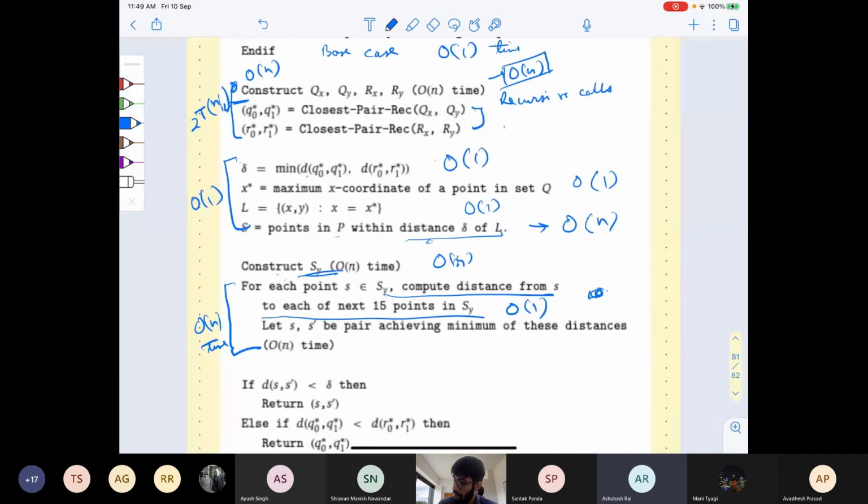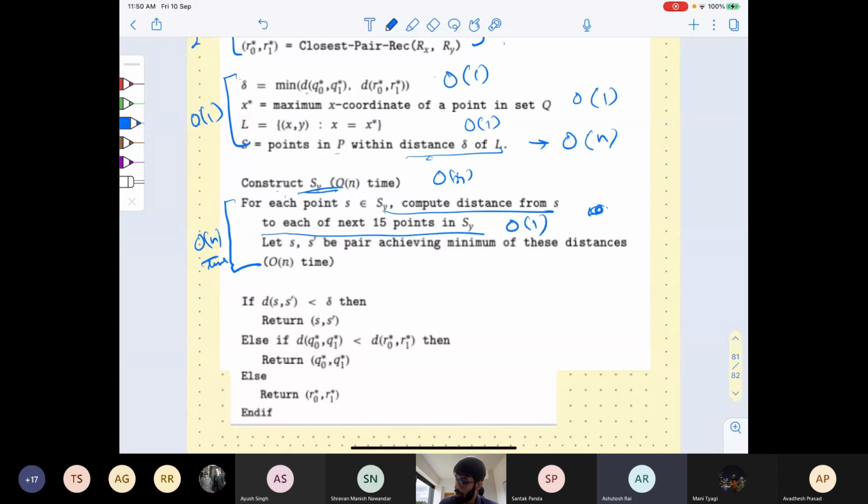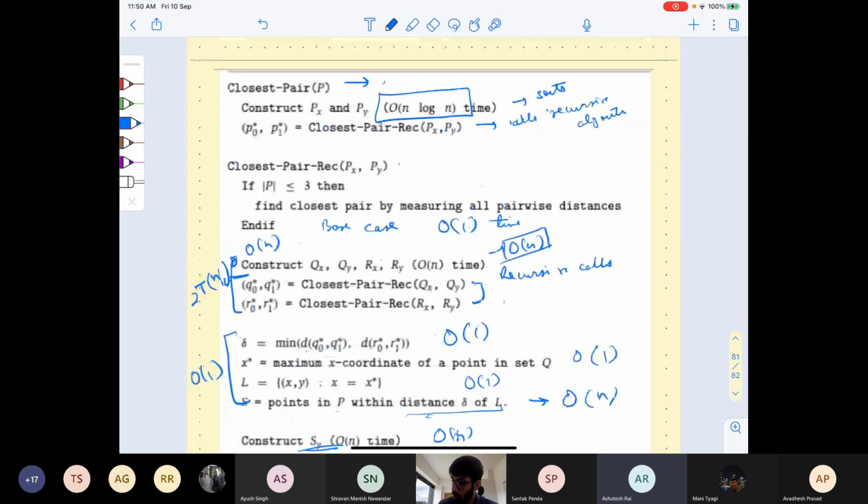And then you just see if the smallest one is less than delta, then you return that. Else you return whatever Q or R, whichever was smaller. This is just a comparison, so this can be done in order 1 time. So that is it. This was also order 1. This was order n log n.